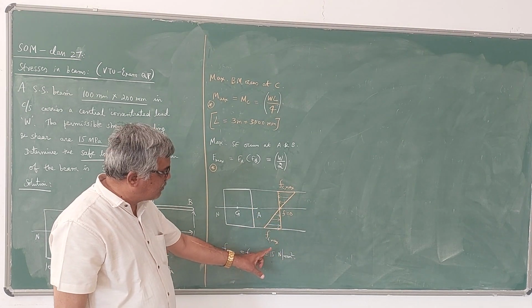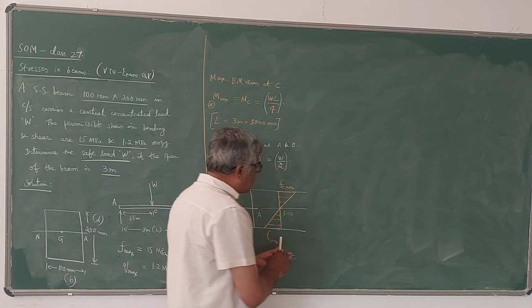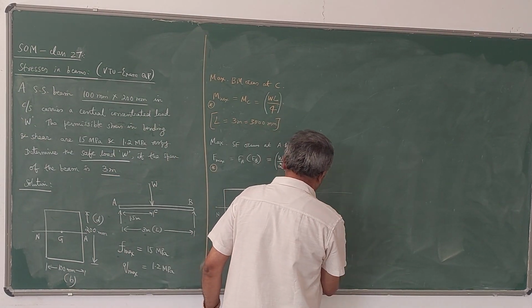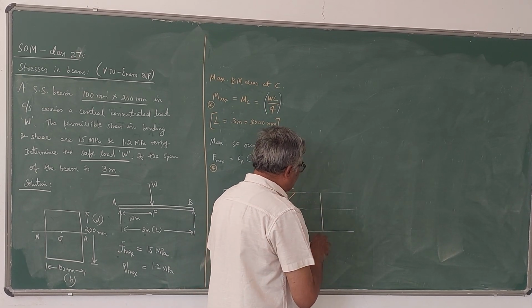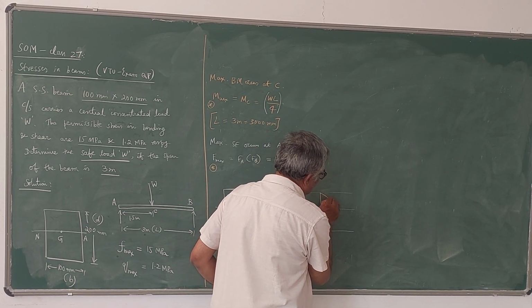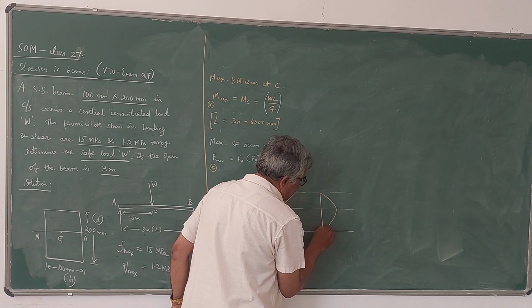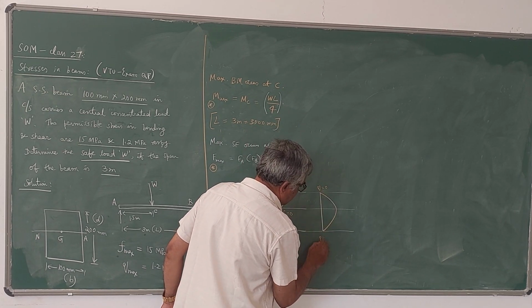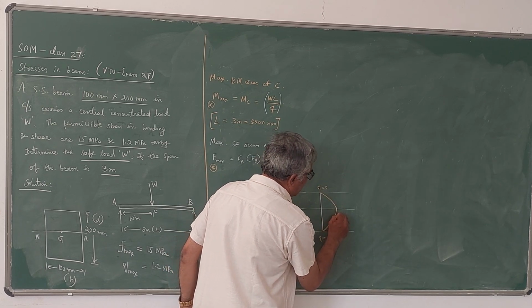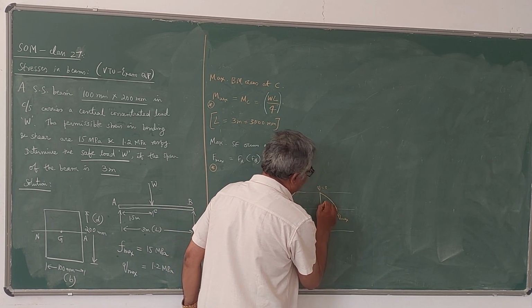Only 15 Newton per mm square is allowed. Similarly, if you draw the shear stress diagram for this rectangular section, it will be like this. Maximum shear stress occurs at the neutral axis, whereas shear stress is 0 at the farthest fibers. Q is 0 here, 0 here. Here Q is Q max.